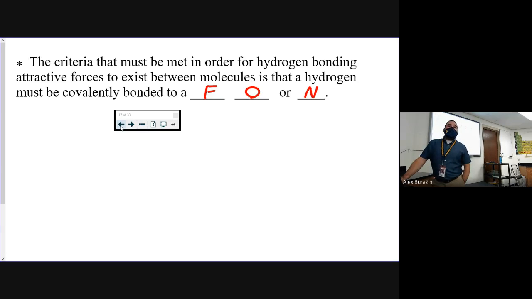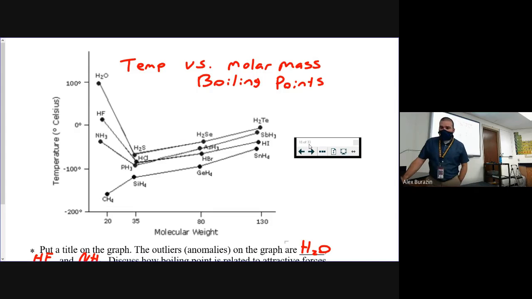So hydrogen bonds only happen if you have hydrogen bonded to fluorine, oxygen, and nitrogen. That is the only time hydrogen bonding can happen. Let's go back to our chart.